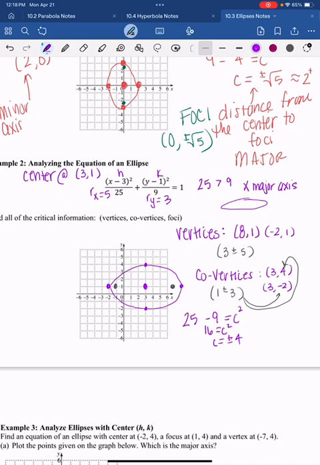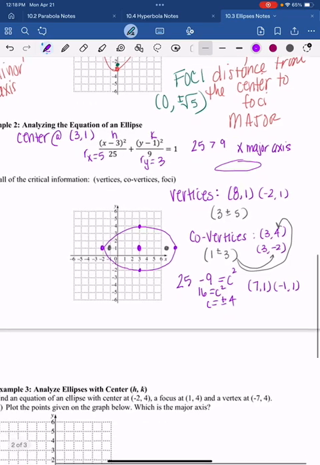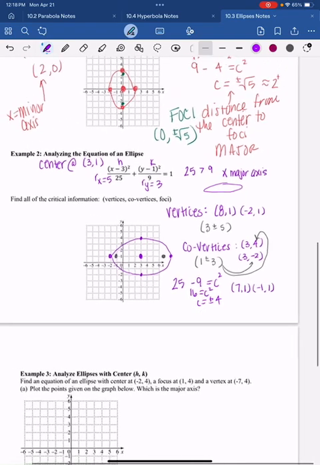The foci are part of the graph. You need to put those 2 points in. And they also are an ordered pair. So my foci are going to be at 7, 1 and negative 1, 1. Okay. Now we're going to write the equation working backwards.